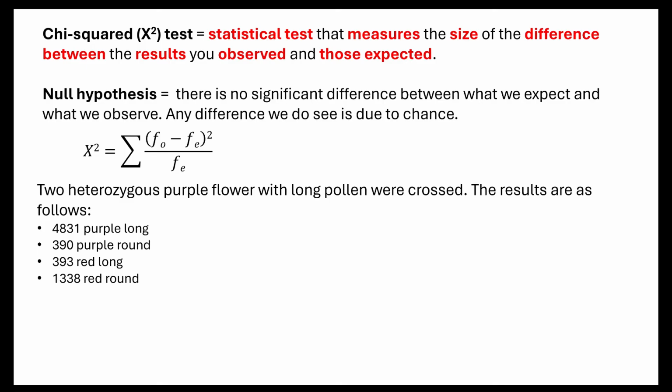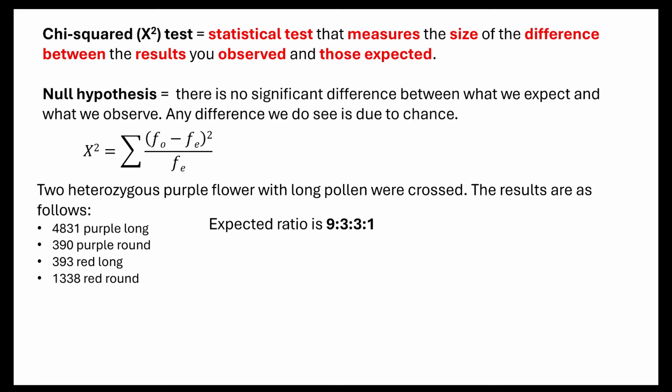Then we have 393 red. Oh, look, there we go. There is our color again. So our recessive trait is red because we didn't have that with our heterozygous. It was being masked by the presence of a dominant allele. But we have 393 which are red and long and 1,338 which are red and round.